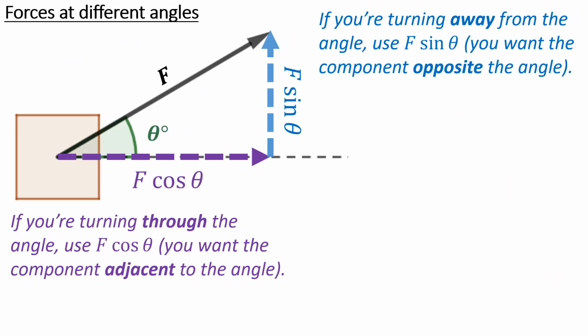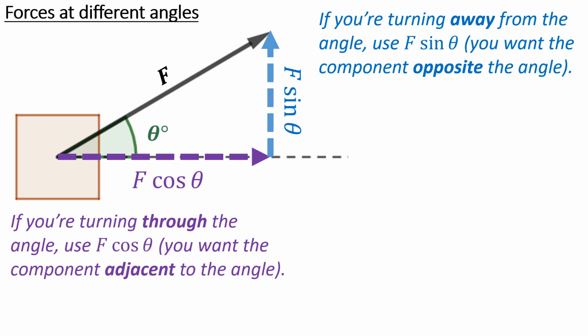So in general, if you've got a force F and an angle theta, which gives you the angle of the force relative to a particular direction, if you want to work out how much of that force is pointing in that direction, in this case horizontally to the right, you just multiply by cos theta. So that force F becomes F cos theta. And if you're turning the other way, if you're turning away from the angle rather than towards the angle or through the angle, you just use sine. And if it helps you to think, oh, the adjacent side, that's something to do with cos, the opposite side, that's something to do with sine, then great, because that works as well.